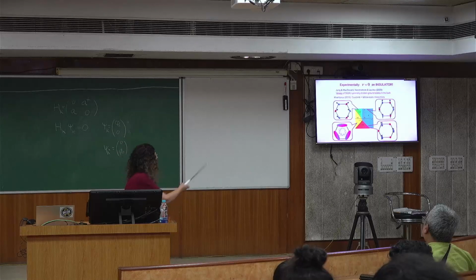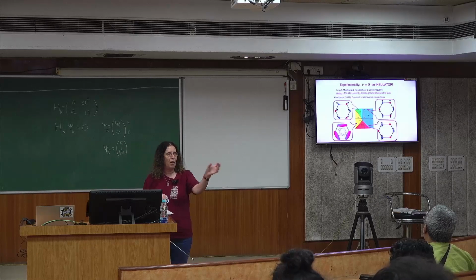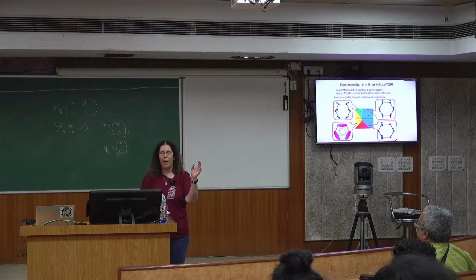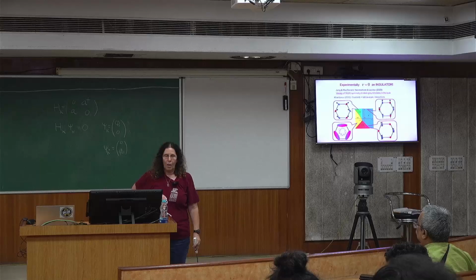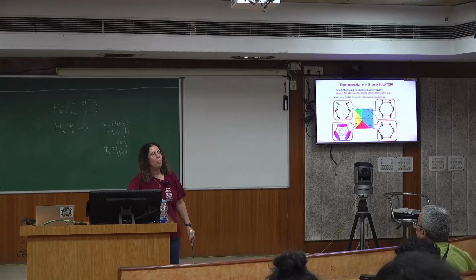So if you have a state that is a superposition of A and B, it's actually a valley coherent state. These are the states on your edge. No, these are all bulk states.